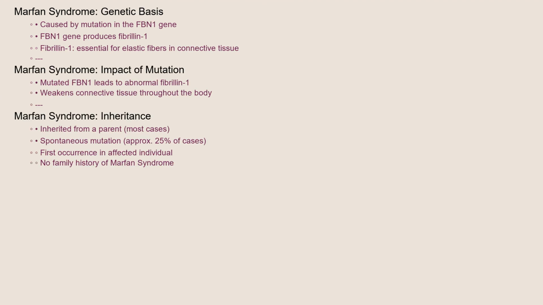Marfan syndrome arises from a mutation in the FBN1 gene. This gene is responsible for producing fibrillin-1, a protein essential for forming elastic fibers in connective tissue. The mutated gene leads to the production of abnormal fibrillin-1, weakening the connective tissue throughout the body. In most cases, the mutation is inherited from a parent who has Marfan syndrome. However, approximately 25% of cases occur spontaneously, meaning the mutation appears for the first time in the affected individual with no family history of the condition.